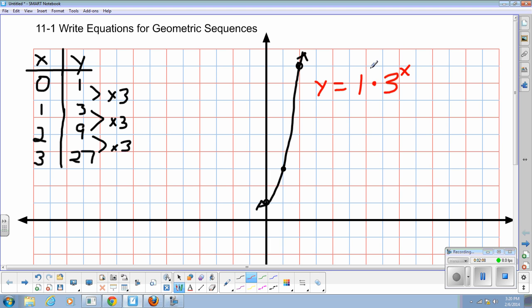Okay, so what you'll see sometimes on another formula sheet, you may see it written this way, that it's A times B to the X power. And A, that's the 0 term. And B, what you're multiplying by.